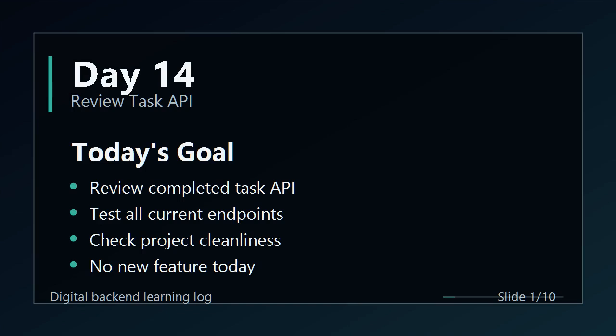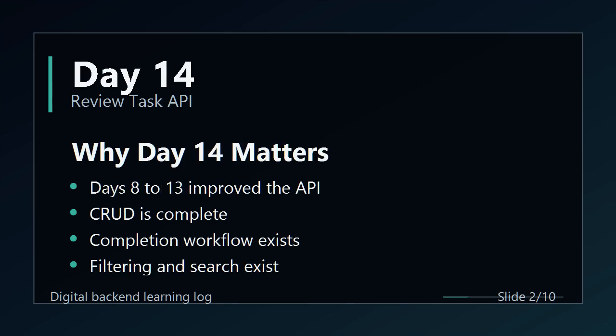Day 14 is a review day. The goal is to test and stabilize the completed task API before starting the next backend module. Days 8 through 13 improved the task API with cleanup, better responses, completion, reopening, filtering, and search. Day 14 closes this phase.